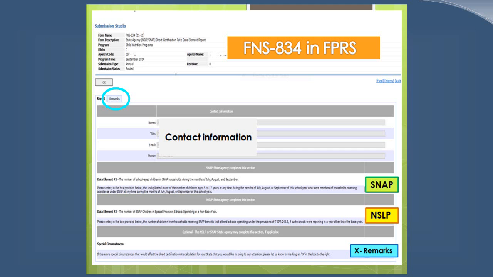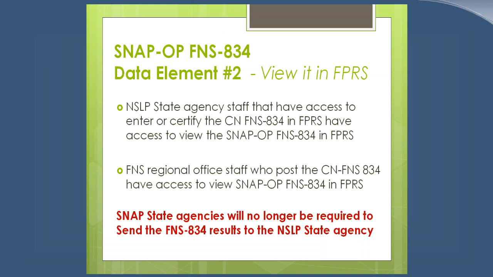Okay, so data element number 2, you remember, is the SNAP data. That's the SNAP universe that they report on their SNAP op FNS-834.